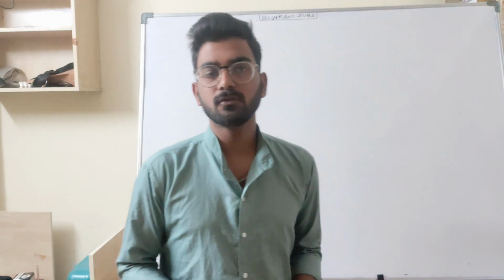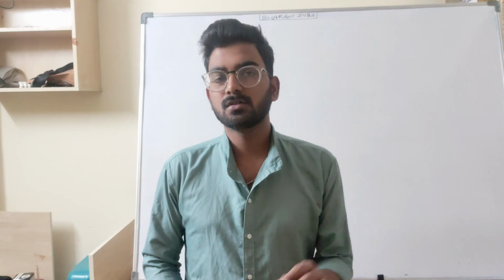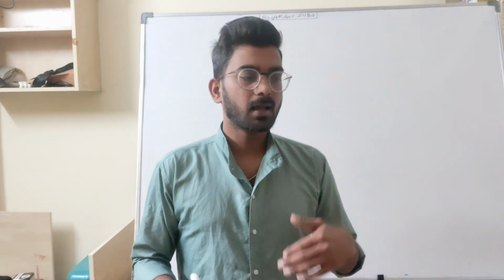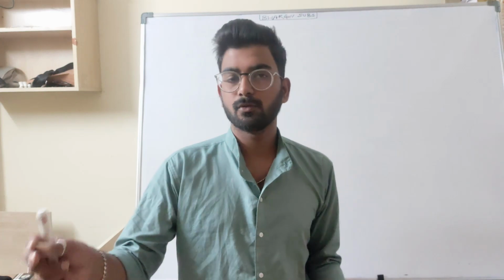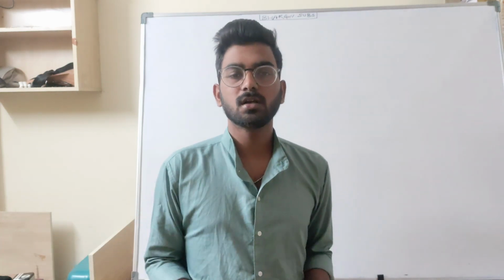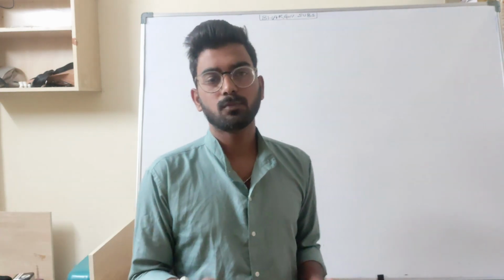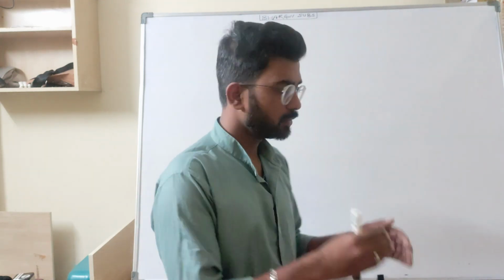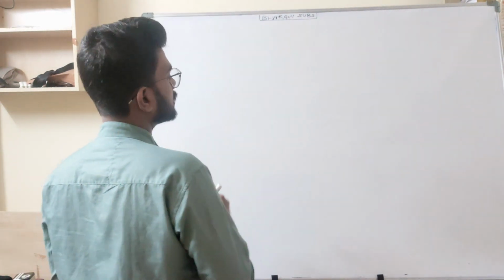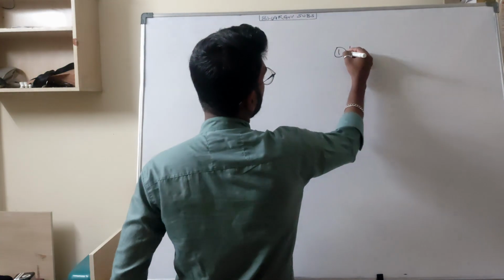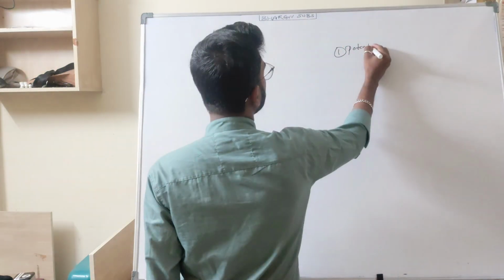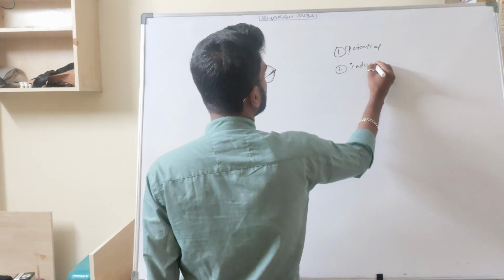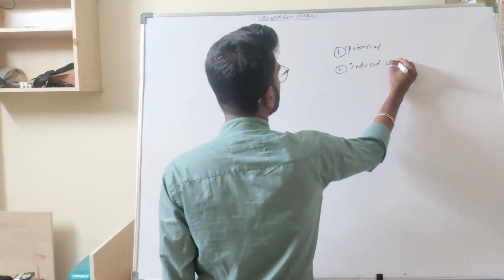So in the previous class we discussed the potential due to a conducting sphere at a point P. We placed a charge, and due to that, what is the potential created and what is the charge induced in the conducting sphere? We discussed two things, correct? What is the first one? Potential. And what is the second one? Induced charge.